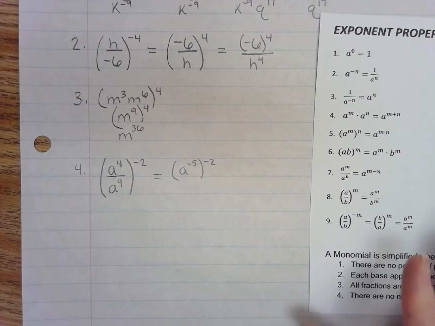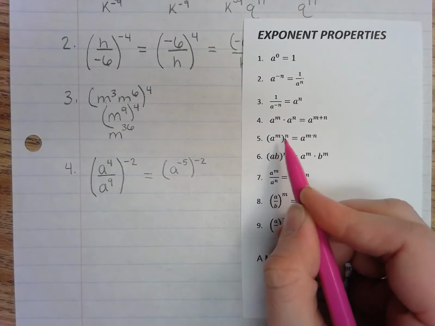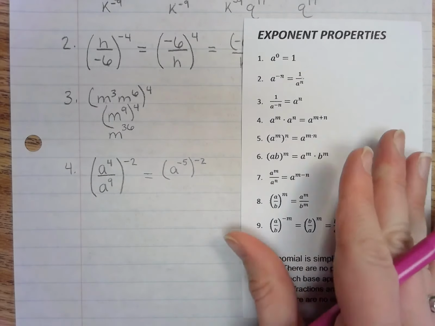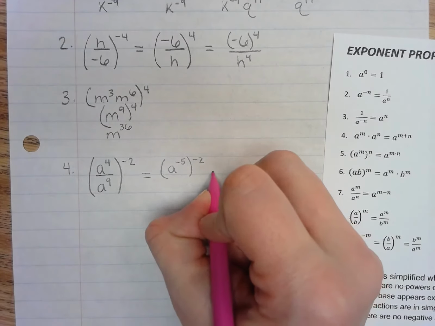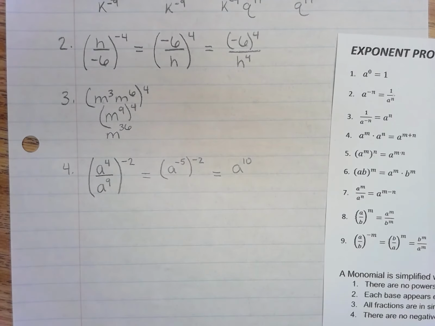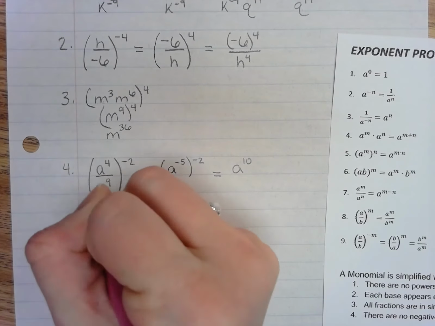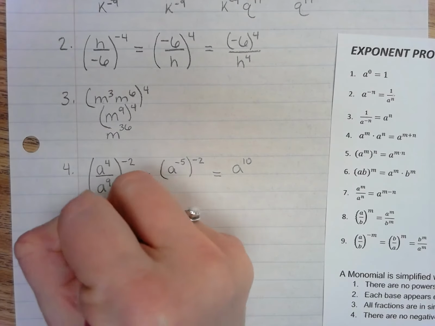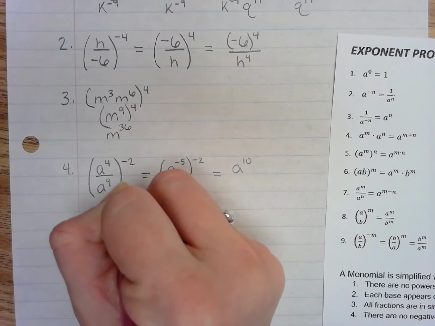So now that is one of these that is a power to power multiply. So negative times negative is a positive, and 5 times 2 is 10. So that simplifies to a to the 10th. Let me show you another way you could work this and show you it still is going to be the same using our exponent properties.